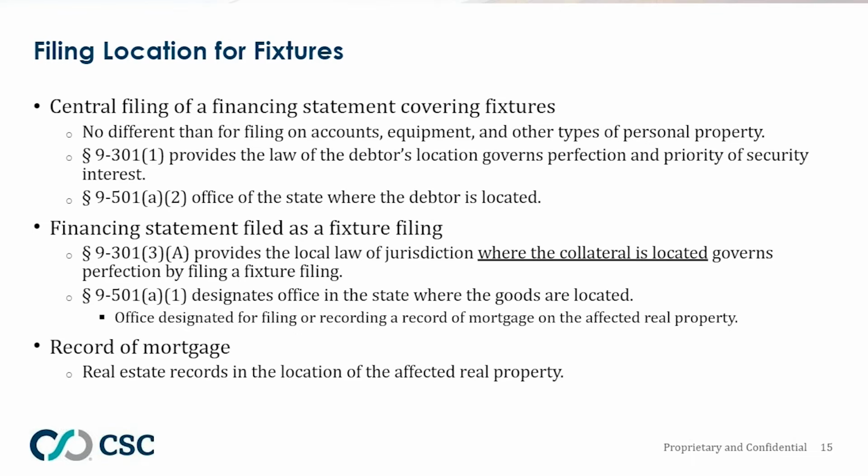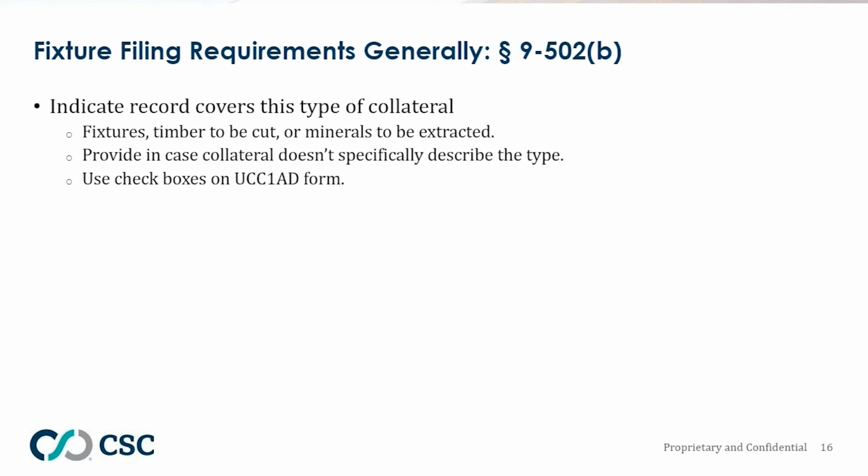Now, for a record of mortgage, the filing location is determined under real property law, and that's almost always going to be the exact same place where you would file a fixture filing under 9501A1, the same office where a mortgage would be recorded on the affected real property. As far as the fixture filing requirements, it has to indicate it covers the type of collateral. Typically, that's fixtures, timber to be cut, or minerals to be extracted. The addendum form does have check boxes for that purpose. And again, this requires that indication just in case the description doesn't specifically describe the type, such as all assets or all personal property of the debtor.